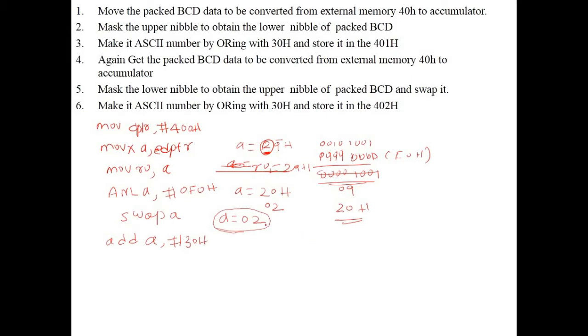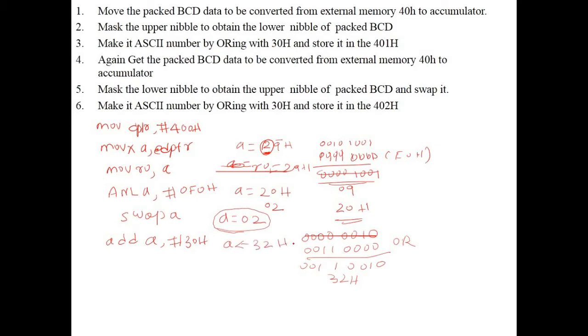See, A means actually now A is having 0000 and 0010. Correct. So 30H means now 0011 and next is 0000. So what do we get here? 00110010, which means we got 32H. So instead of adding we can do OR also, no issues. If we do OR also we get the same result. Okay. So now the A is having 32H.